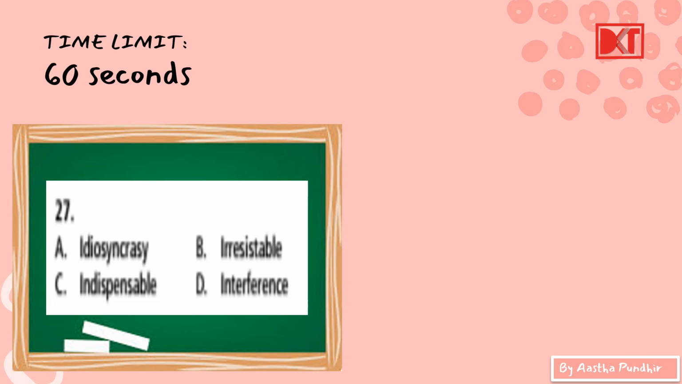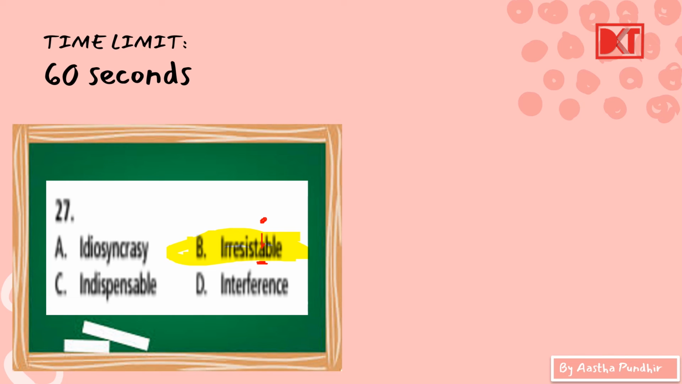Alright, now the next one: idiosyncrasy, indispensable, interference. Here the incorrect spelling is that of B. What they're trying to say is irresistible, and here instead of this A, we're supposed to have an I. Irresistible, something or someone that you cannot resist.